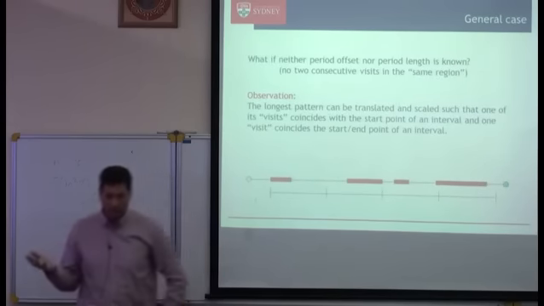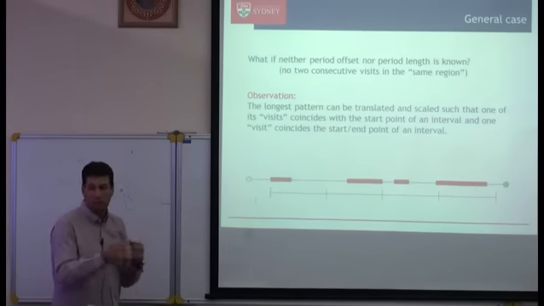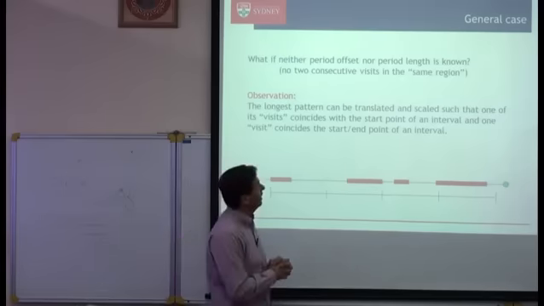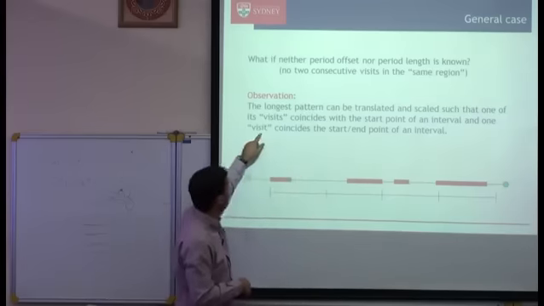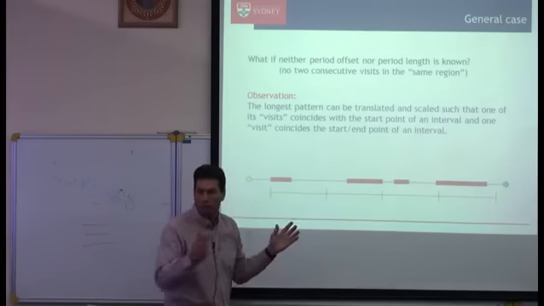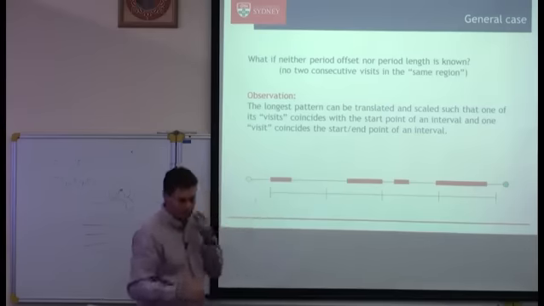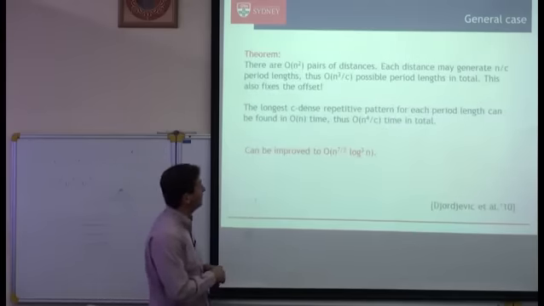The most tricky case is, of course, if you don't have any offset and you don't have any period length. So now you can start anywhere and your period length could be anything more or less. The first observation is, if we look at the longest pattern, then we can translate it and scale it such that one of its visits has to coincide with the start point of an interval. If you have an optimal solution, then you can just move it until one of the events hits a start point of an interval. So you can use that to get a fairly bad bound, but at least a bound.